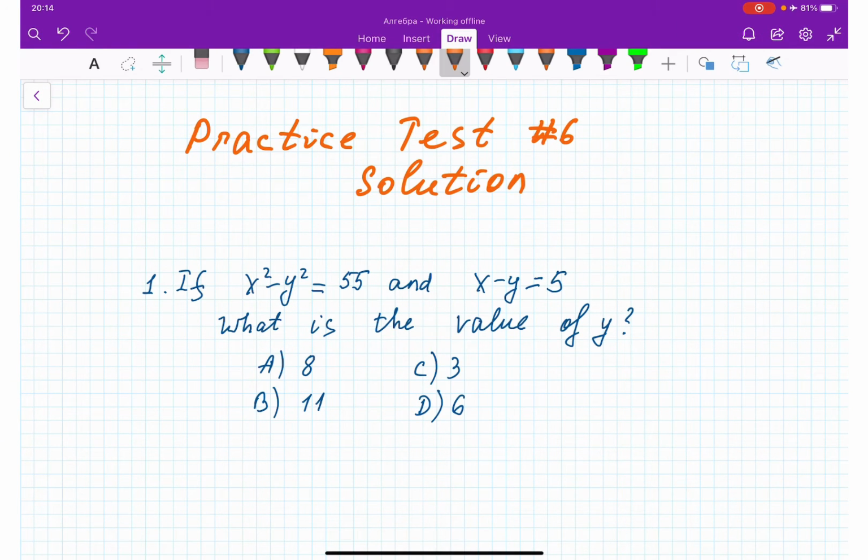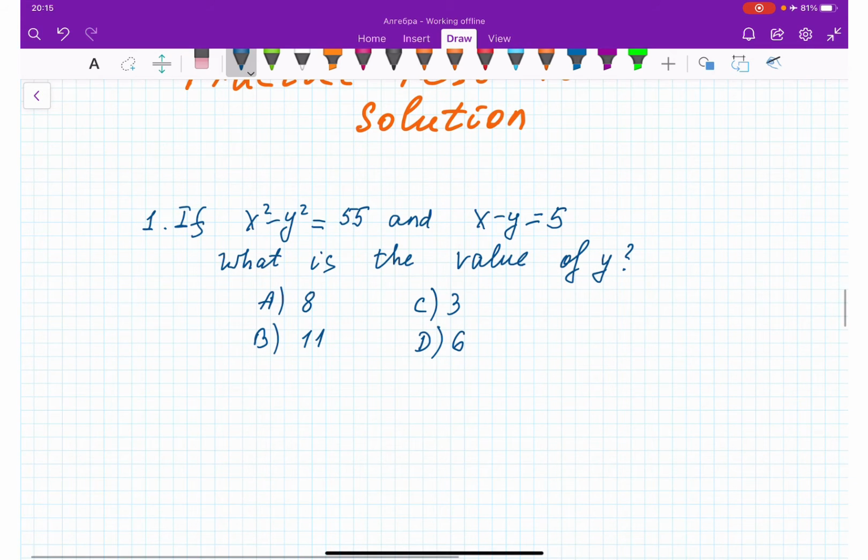Okay, let's go over practice test number 6. So question number 1. If x squared minus y squared equals 55 and x minus y is equal to 5, then how much is y? So we have two variables and two equations. So we have to combine and solve as a system of equations.